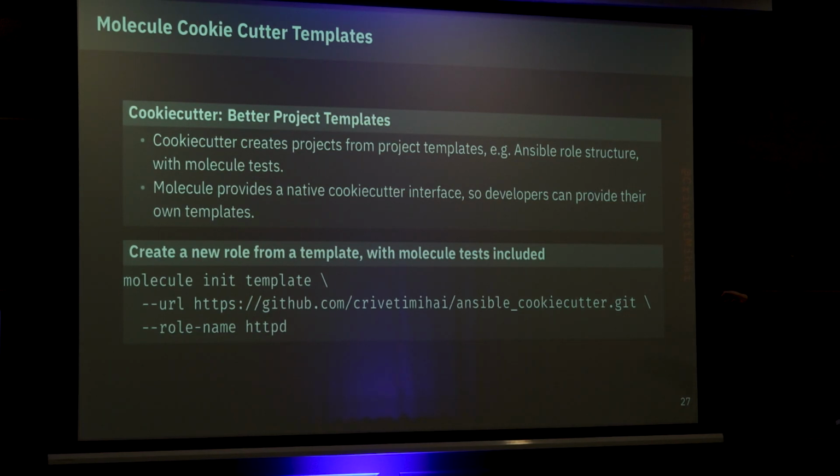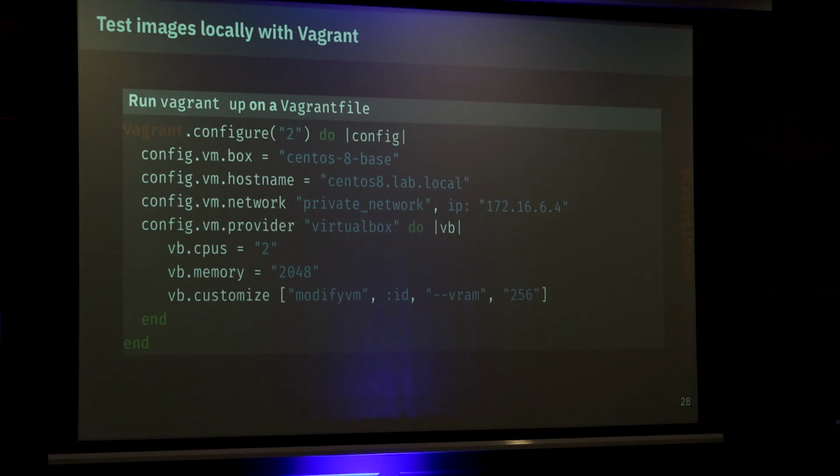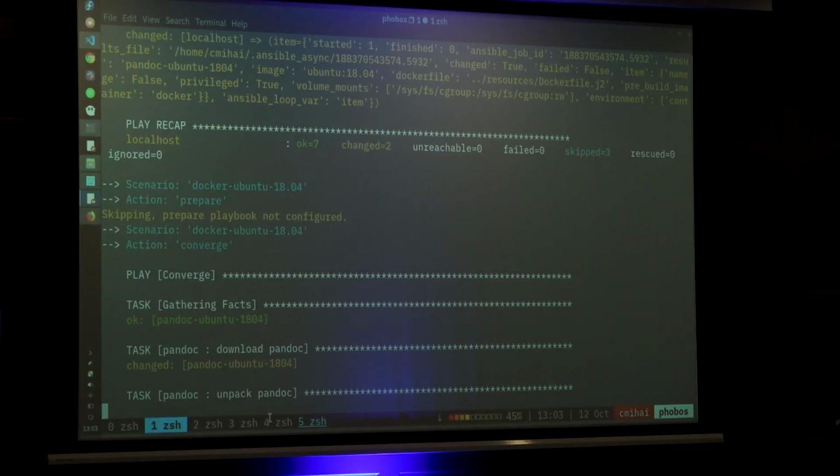Molecule also has integration with Cookie Cutter. Who's used Cookie Cutter for Python? Right. So if you're writing roles for Ansible, take this one and type molecule init, Cookie Cutter, role HTTPD. You have an HTTPD role with all of the tests, with Molecule in place, with everything you need, parameterized. It will ask you for your name, for the license you want, and you don't have to recreate all of the boilerplate.